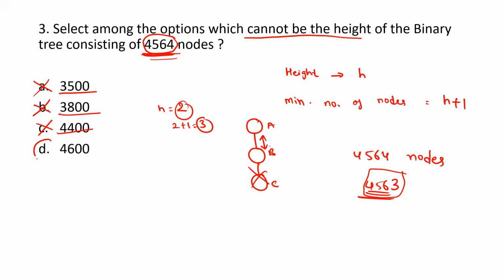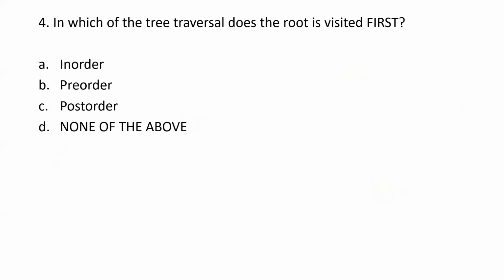The only option remaining is 4,600, which is greater than 4,563, which will be the maximum height that can be found with these many number of nodes. So option D will be the right answer for our question. Now we'll move on to the next question.